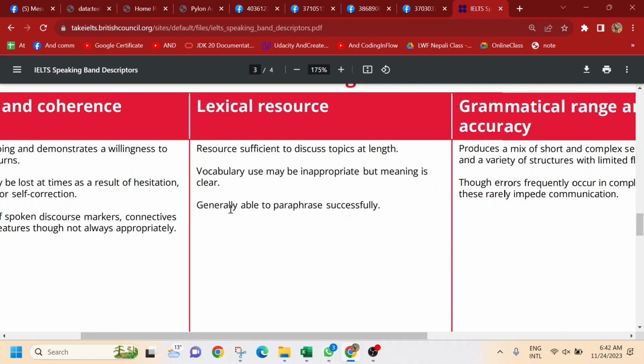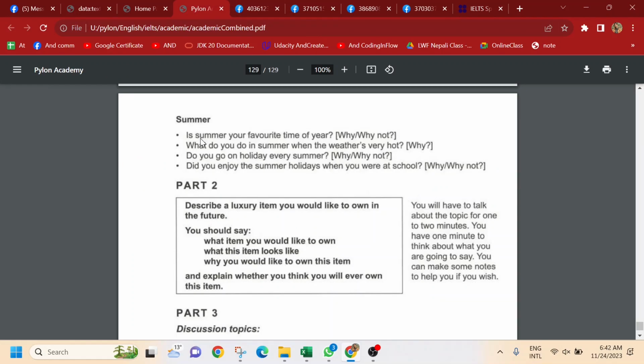So the last one is generally able to paraphrase successfully. This is the great key to crack 6. So what does paraphrase mean? Let's get to this one. See this: it's summer, your favorite time of the year. So in the answer, you would say, yes, it is, or yes, summer is my favorite time of the year. Not like that. So it's not paraphrasing.